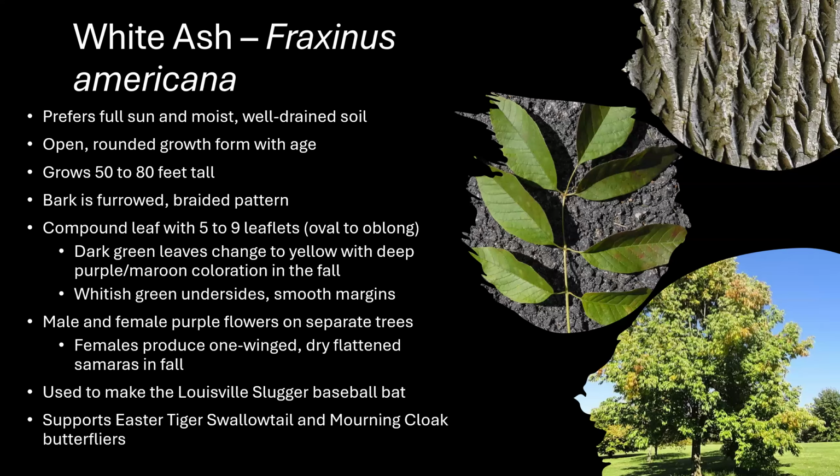Now, this one is also what we consider dioecious, where the male and female flowers are on separate plants. It is also apetalous, it does not have petals. And again, the females produce the same types of seeds. What's interesting with this tree in particular, since we're in Kentucky, is that white ash was commonly used to make the Louisville Slugger baseball bat. So it came specifically from this species of tree.